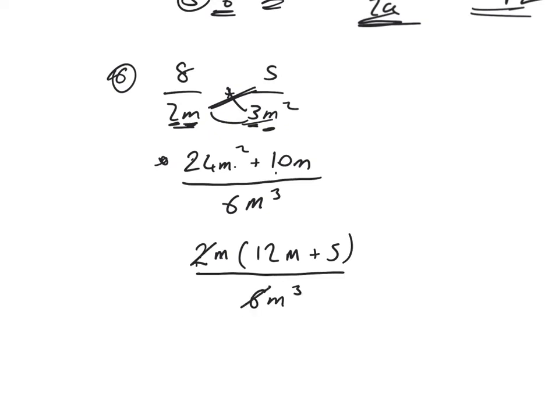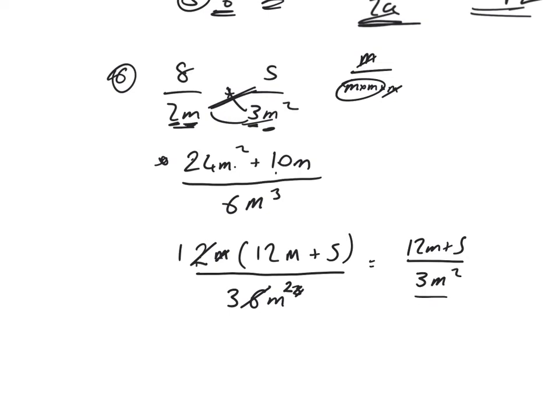Okay, the 2 over 6 can now cancel down to 1/3, and that m will cancel out with one of the m's there to bring that down to m squared. So think about that as you've got m over m times m times m. Cancel 1 from the top and the bottom, gives you m squared down there. Okay, so that will give me 1 lot of 12m plus 5, which is just 12m plus 5 over 3m squared, final answer.